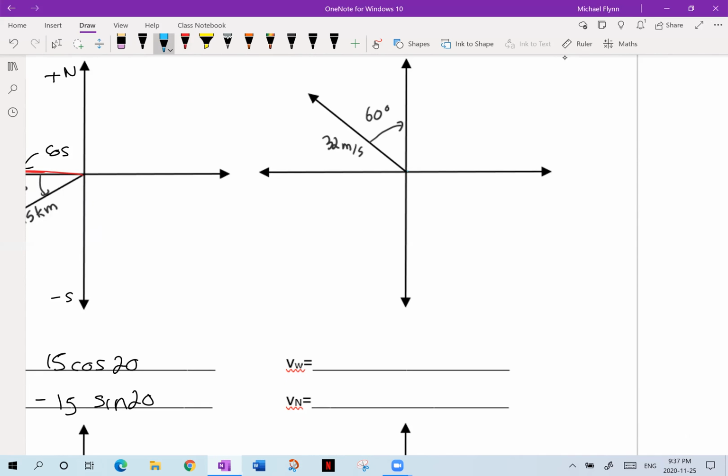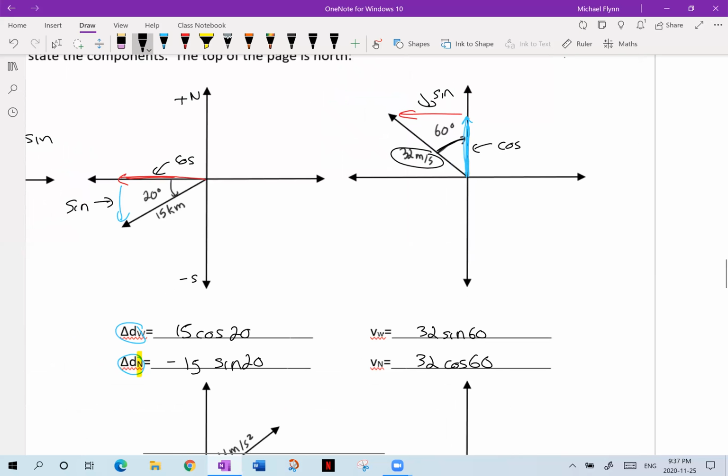All right, now look, the angle is measured from the north axis. So this is the north component, and then the west component is like that. In this particular example, the north component goes with cos because it's adjacent to my 60 degrees, and this one goes with sine because it's opposite my 60 degrees. So the west component is going to be 32, which is the hypotenuse, times the sine of 60. And the north component is 32 times the cos of 60.